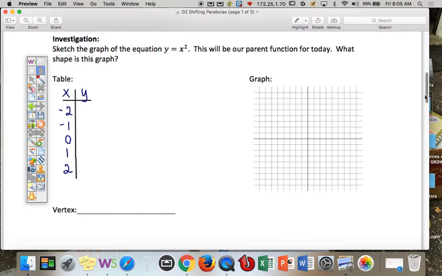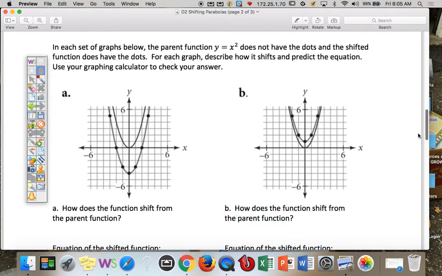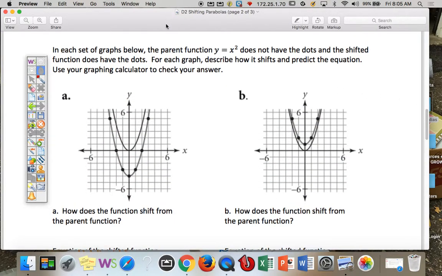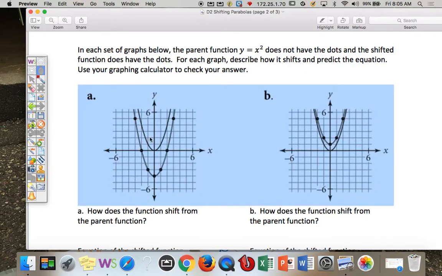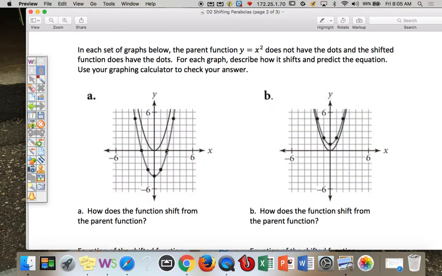So let's take a look then at the investigation. In each set of graphs below, the parent function y equals x squared does not have the dots, and the shifted function does have the dots. So here's the original function right here with the vertex at 0, 0, and the shifted one has the dots. For each graph, describe how it shifts and predict the equation. Use your graphing calculator to check your answer.